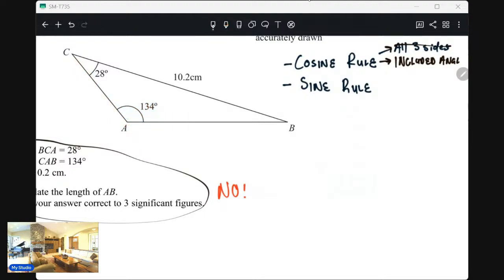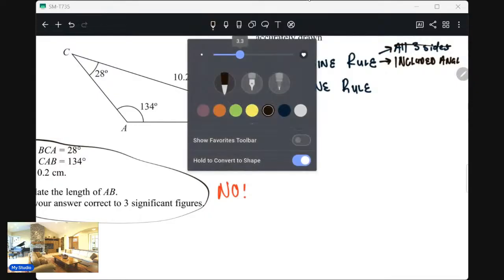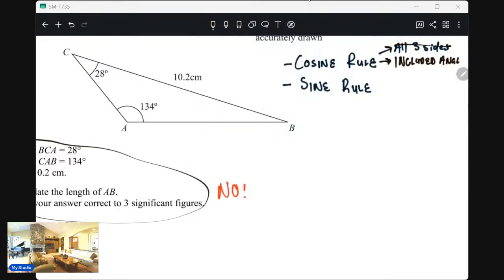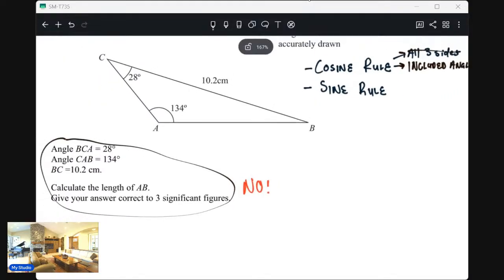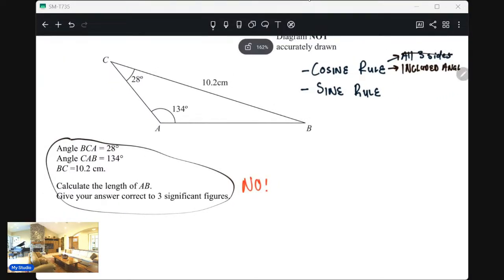So 134 is not included. Is 134 included? Yes or no? No. Why is it not included? Because we don't have both sides that make it. So there is no included angle. That means cosine rule is out. We now have to use the sine rule. And sine rule is so simple, right?